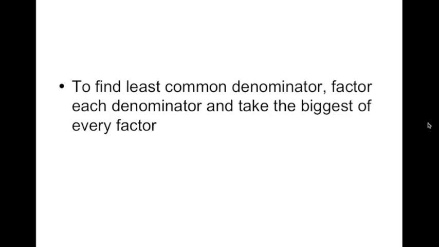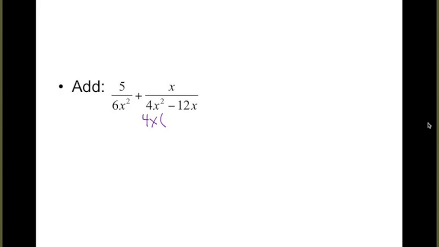To find the least common denominator, we're going to factor the denominators and take the biggest type of every factor. 6x squared doesn't factor. It's just one thing. Nothing I can do about that. Second denominator, I can factor though. What's in common in that denominator? 4x. When I take a 4x out, it's going to leave an x minus 3.